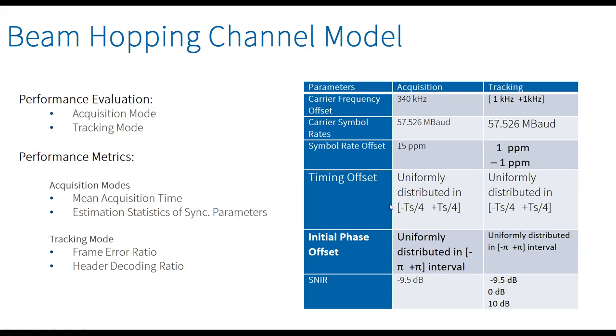For the performance metrics for the acquisition and the tracking, different criteria were considered. For the acquisition, the actual time required for the acquisition, known as mean acquisition time, was one parameter we considered. And also the accuracy of the estimates. If you're looking at the carrier frequency offset, timing offset, or signal to noise ratio, it was important to know how accurate those values are. While when you're looking at the tracking mode, frame error ratio and the header decoding ratios are the more meaningful criteria or metrics to be considered.